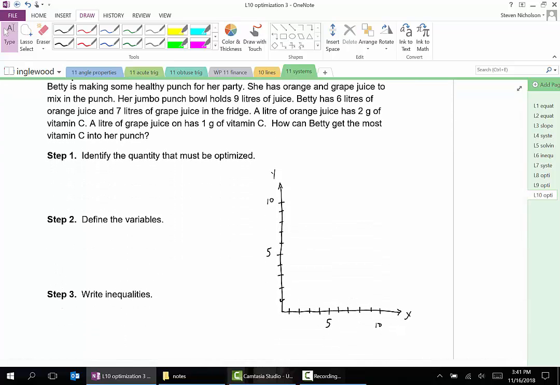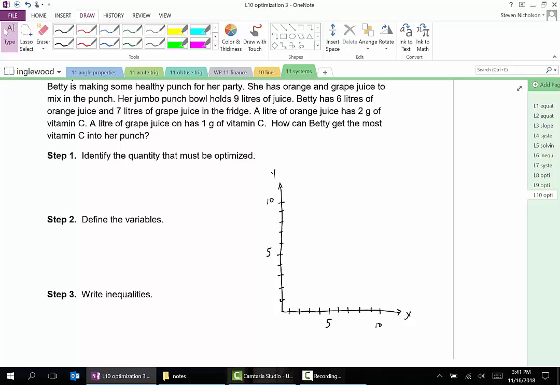Well, here's another question where somebody's going to mix juices together, and what we're asked to do is how can Betty get the most vitamin C in her punch, given that orange juice has so much vitamin C and grape juice has so much vitamin C per kilogram. Then we want to maximize the amount of vitamin C.